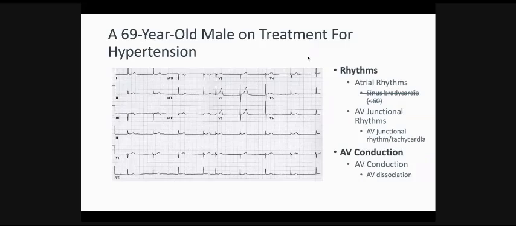And on top of that, of course, there is an AV dissociation. If you concentrate, you find that the RR intervals are not constant, and this is an AV dissociation that is associated with the junctional rhythm as well. But perfect. I think most of you got the junctional rhythm right here.